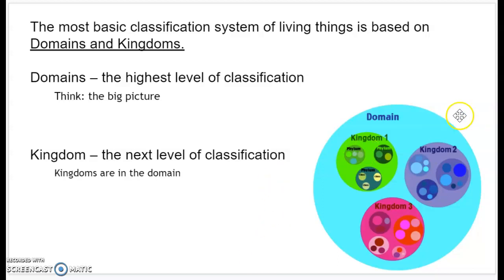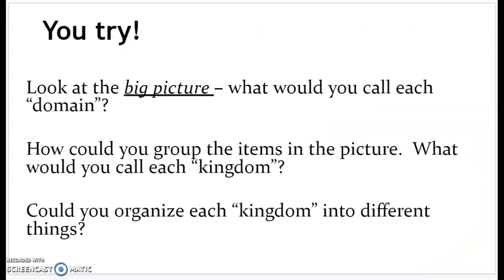So if you look at this picture over here, let's say this is a domain, the blue circle. Inside, you may find different kingdoms. So we are going to try this out. You're going to look at the big picture. Think about what you would call each domain of the pictures coming up. How could you group the items in this picture? What would you call each kingdom? And could you organize each kingdom into different things? Think about those things as we look at these pictures.